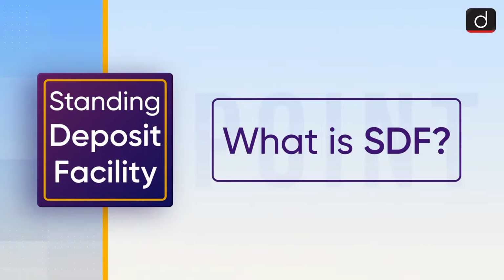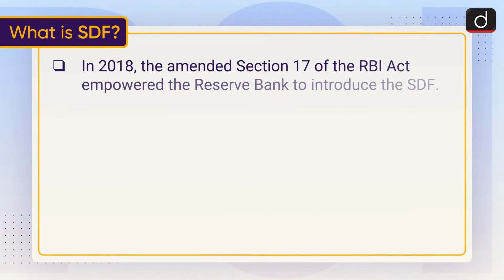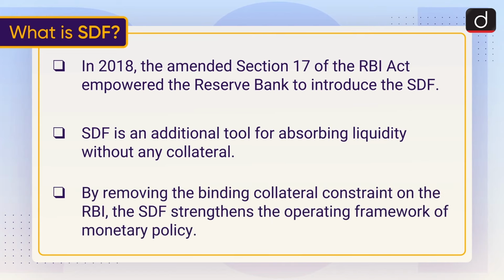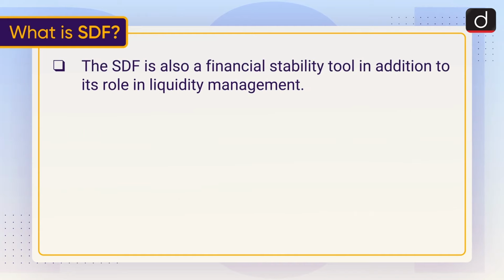Now let's discuss what is SDF. In 2018, the amended Section 17 of the RBI Act empowered the Reserve Bank to introduce the SDF. SDF is an additional tool for absorbing liquidity without any collateral. By removing the binding collateral constraint on the RBI, the SDF strengthens the operating framework of monetary policy. The SDF is also a financial stability tool in addition to its role in liquidity management.